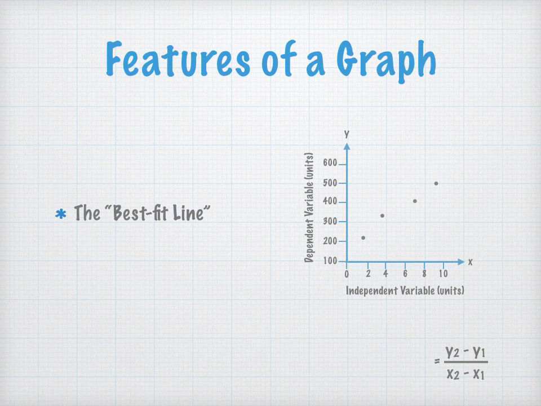Once we plot our data points, we can also draw a trend line through them. We call this a best fit line or best fit curve. The best fit line or curve is a curve that represents a mathematical function that best represents our data.